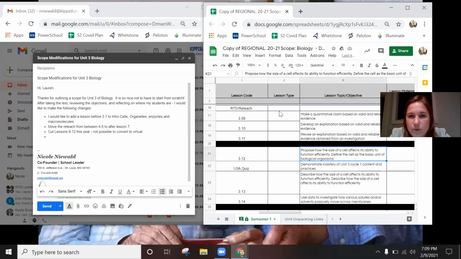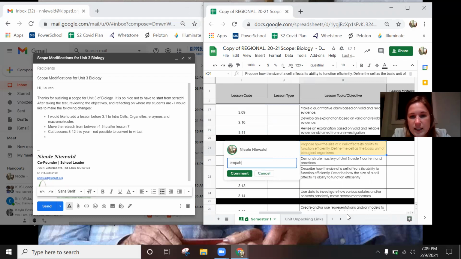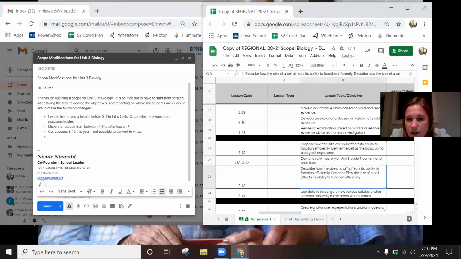Okay, this is cool because we're going to bring it back to that cell, but this really makes me think about EMI, which is a standard that I know kids need to work on. So I'm going to make a comment to myself: emphasize EMI and models. Great. Looks like there is a quiz here. So that will be good, but I'm going to need a reteach after that quiz.